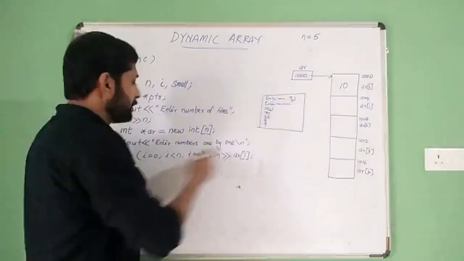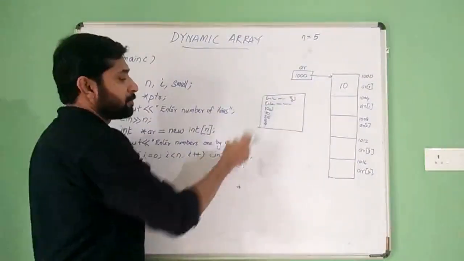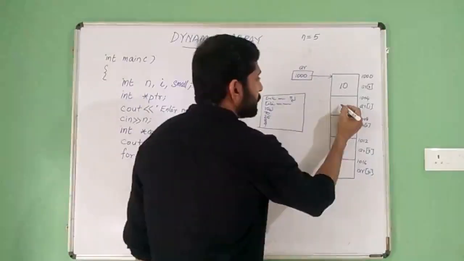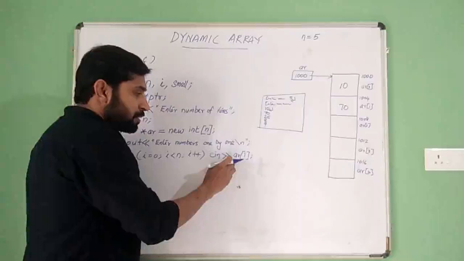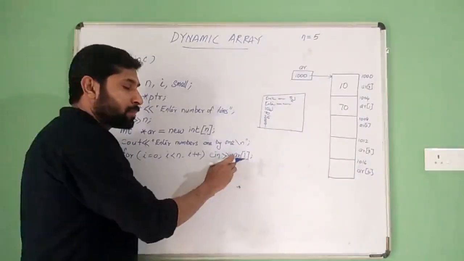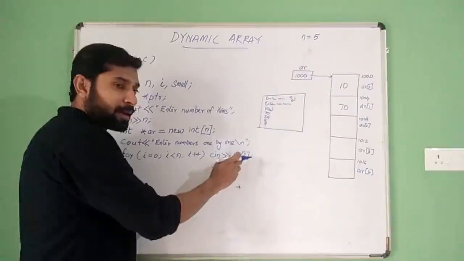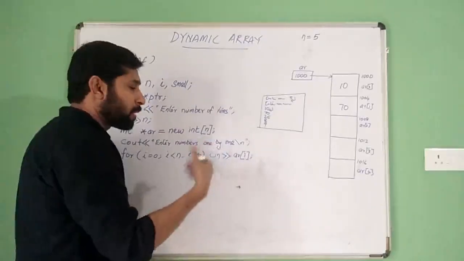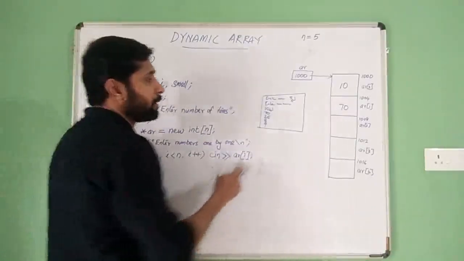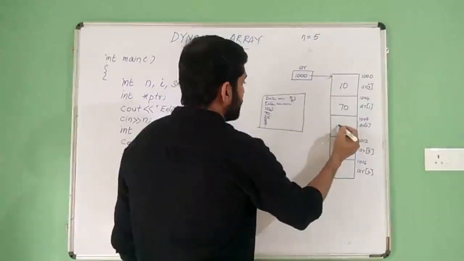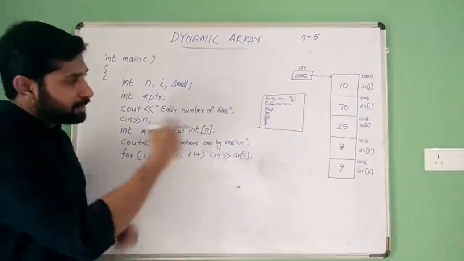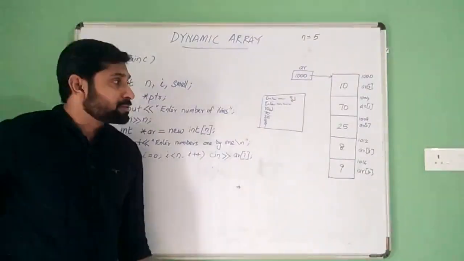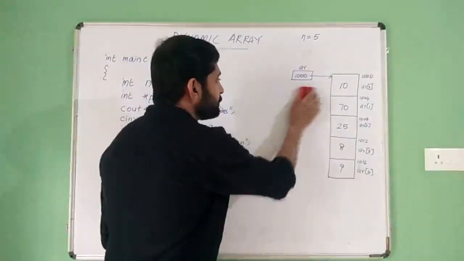Then again this loop executes. Next number will be asked. So we will input 70. So that 70 will be stored in AR of 1. AR of I means second time I will be 1. So AR of 1. And then 25, 8, 9 and finally that loop ends. So in this way all the elements are entered into the array.